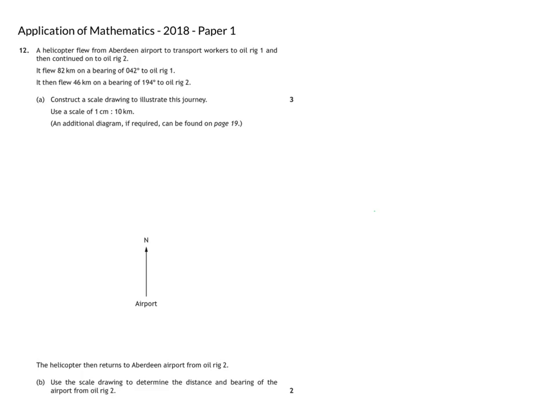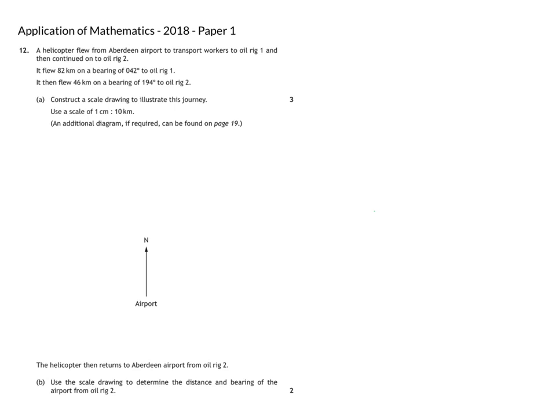Right, so question 12. A helicopter flew from Aberdeen Airport to transport workers to Oil Rig 1 and then continued on to Oil Rig 2. It flew 82 kilometres on a bearing of 042 degrees to Oil Rig 1, and then it flew 46 kilometres on a bearing of 194 to Oil Rig 2. Construct a scale drawing to illustrate the journey using a scale that 1 centimetre is 10 kilometres.